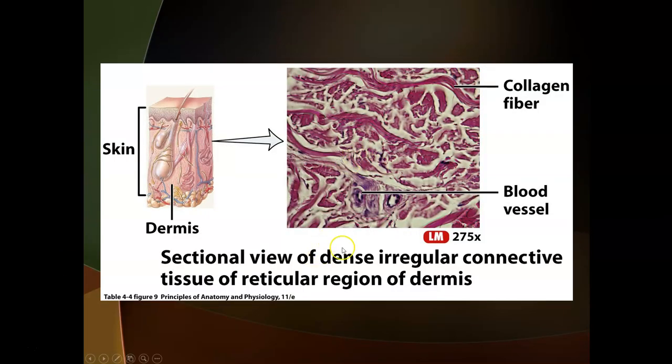Here is looking at the dense irregular connective tissue of the reticular region of the dermis, which is the lower part here. And again, you see how the collagen fibers are kind of all over the place here to ensure that the skin can move in many directions without having any damage done to it.